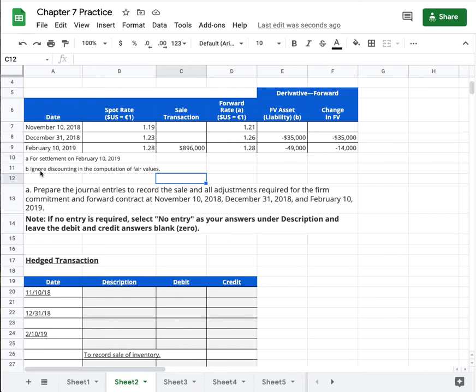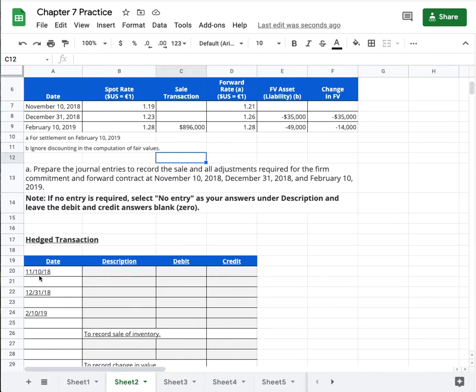Prepare all the journal entries to record the sale and all adjustments required for the firm commitment and forward contract at November 10th, 2018, December 31st, 2018, and February 10th, 2019. If no entry is required, select no entry as your answers under description and leave the debit and credit answers blank.